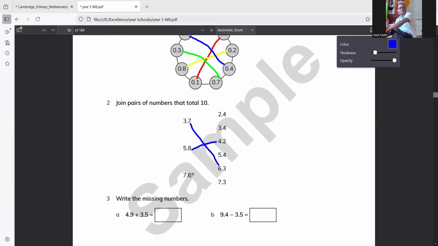But this is 7.6. We look at the 6 part: this 6 needs 4 to be 10. You have 4 here, and here, and here. So any of those with 4 will give you 1. Now 1 and 7 is 8. 8 needs 2. So you have to go with the 2.4 here. Because 4 and 6 will give you 1, and 7 and 2 will give you 9. 9 and 1 will give you 10. Remember this.